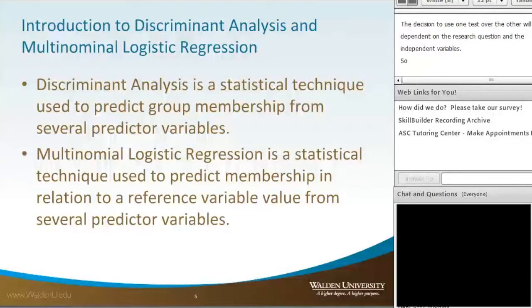Discriminant analysis is a statistical technique used to predict group membership from several predictor variables. The discriminant command in SPSS performs what's known as a canonical linear discriminant analysis, which is the classical form of discriminant analysis. Multinomial logistic regression is a statistical technique used to predict membership in relation to a reference variable value from several predictor variables. And as we move along through the session today, I hope to make that a little bit more clear.